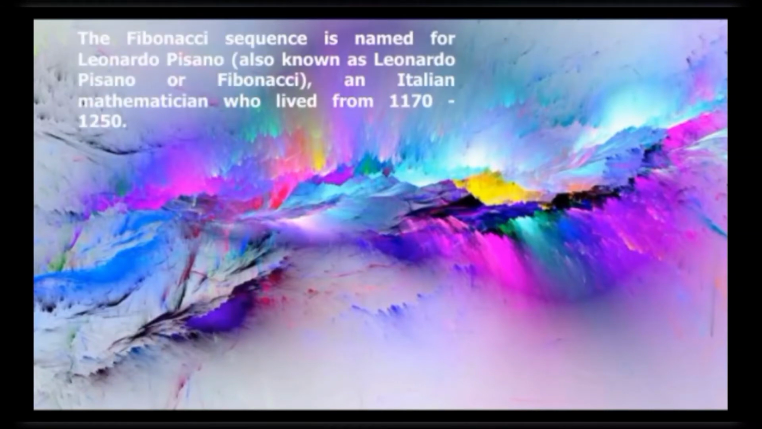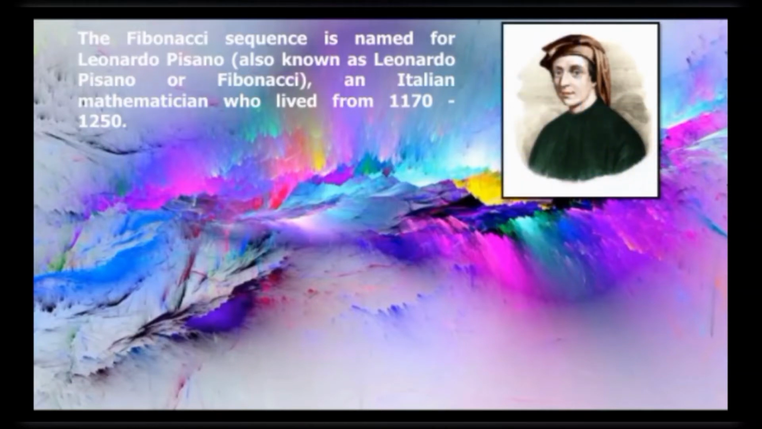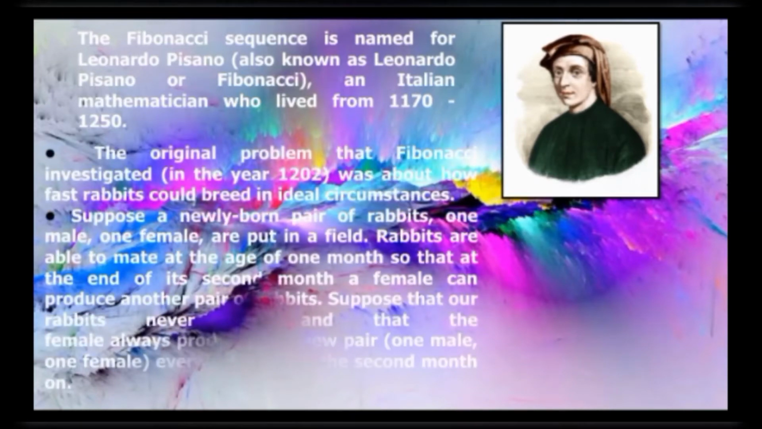The Fibonacci sequence is named for Leonardo Pisano, also known as Fibonacci, an Italian mathematician who lived from 1170 to 1250. So, let's find the background of the Fibonacci sequence. The original problem that Fibonacci investigated in the year 1202 was about how fast rabbits could breed in ideal circumstances.